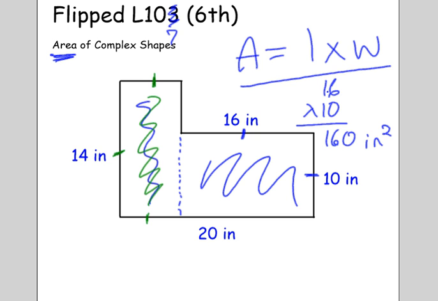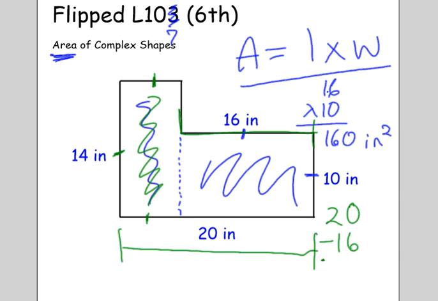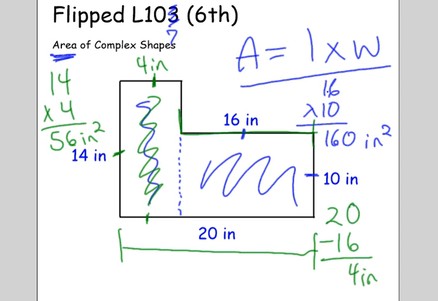To do that, right, since I know the total length of this right here, I can subtract it from the length that I'm not using, right? So I can take my 20 and I can subtract from 16. So 20 minus 16, and I get an answer of 4 inches. And so now I know that this is 4 inches, and so I can take 14 times 4 and get an answer of 56 inches squared.